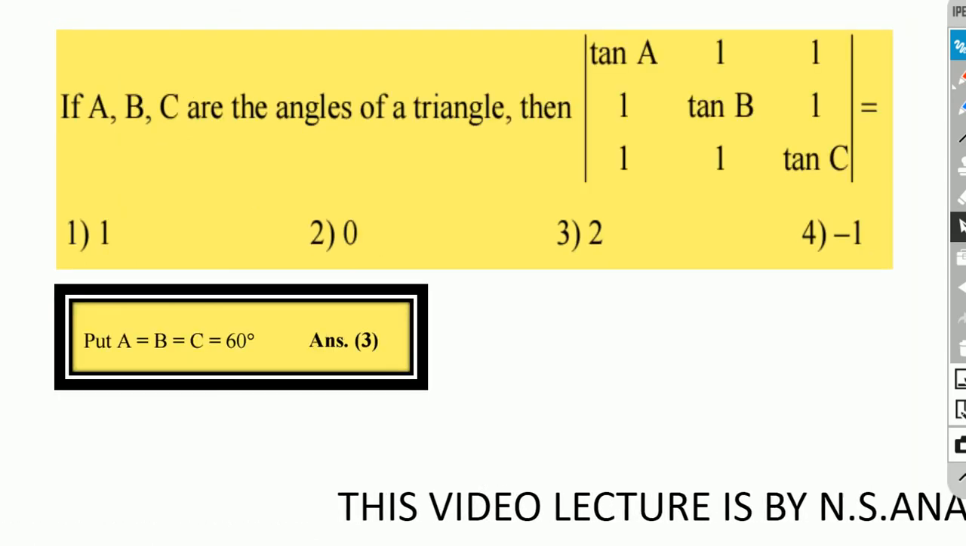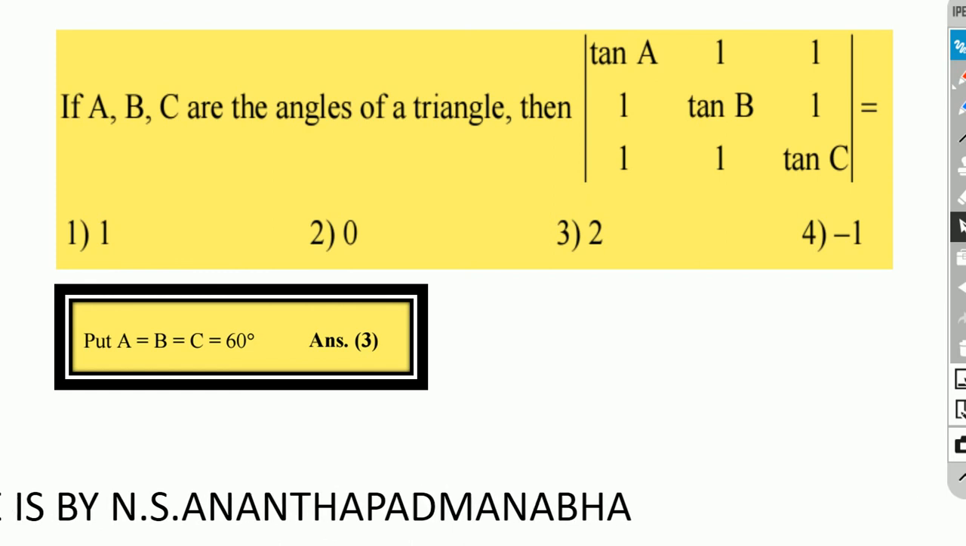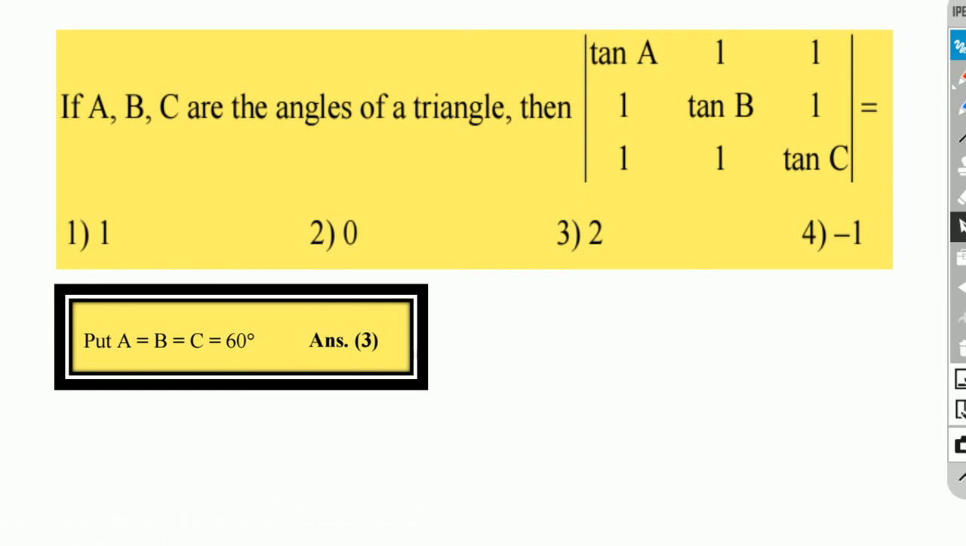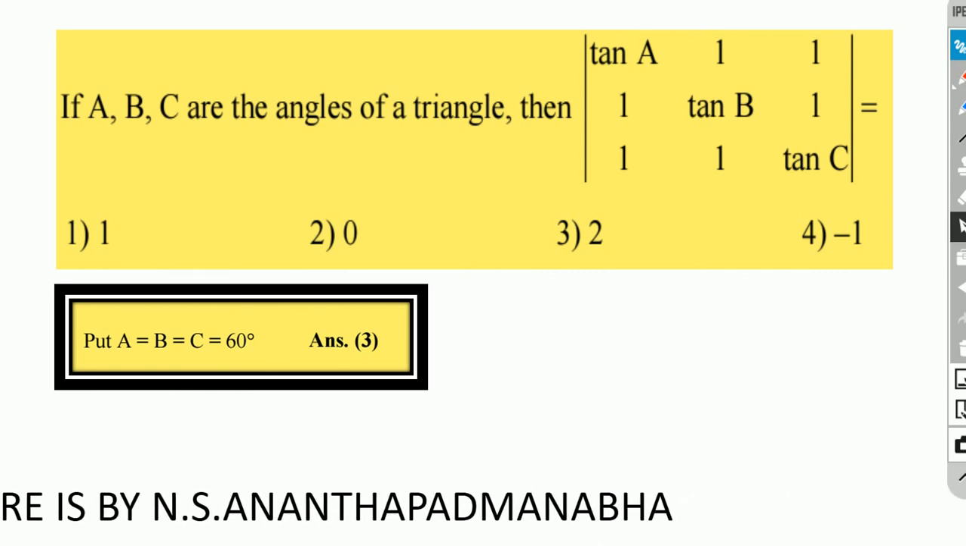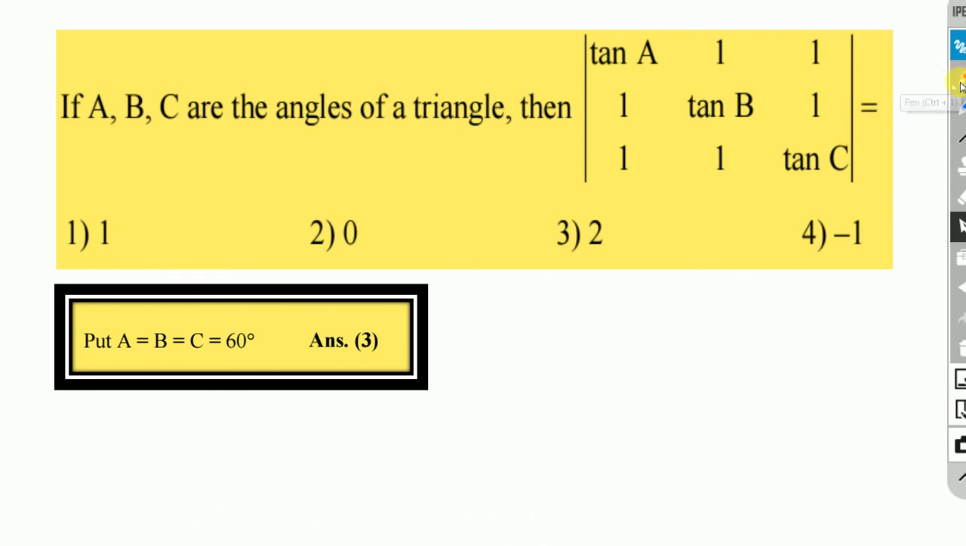If A, B, C are the angles of a triangle, then the determinant of tan A 1 1, 1 tan B 1, 1 1 tan C is equal to. So a hint is given here. Put A equals B equals C equals 60.